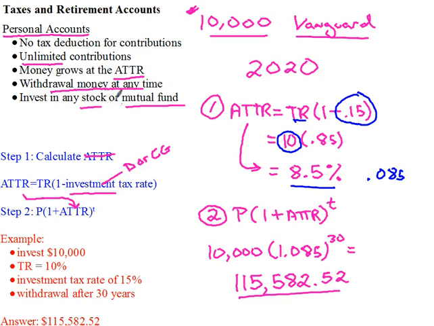Now, we're going to look at some other examples of this. What if I put this into a retirement account instead of a personal account? How does that change my final number? We'll talk about that in some future videos.